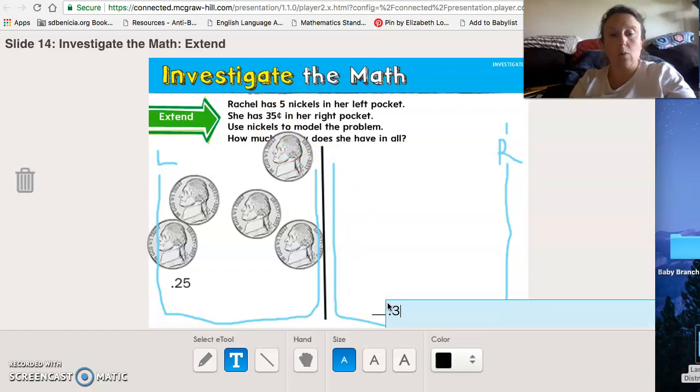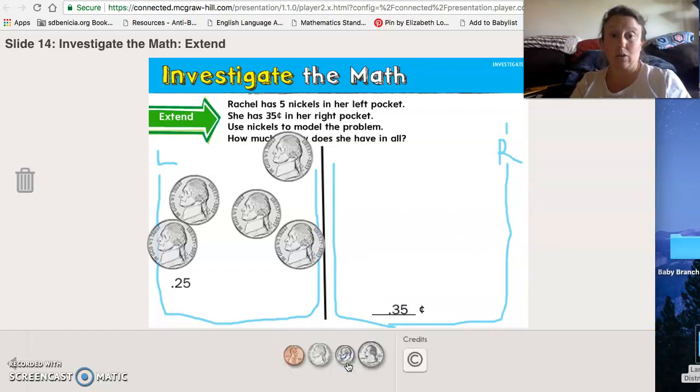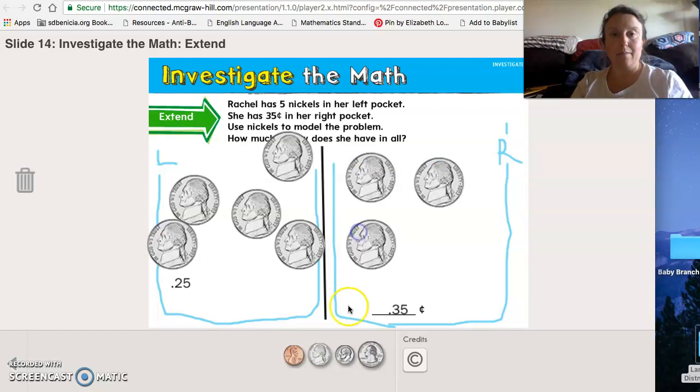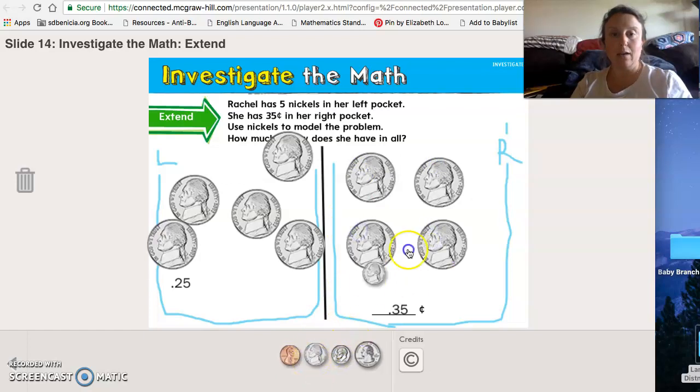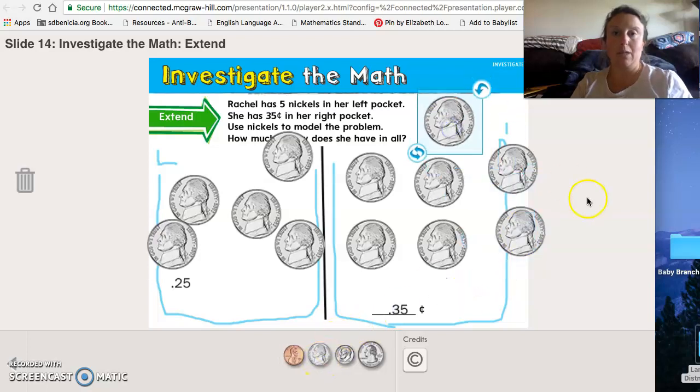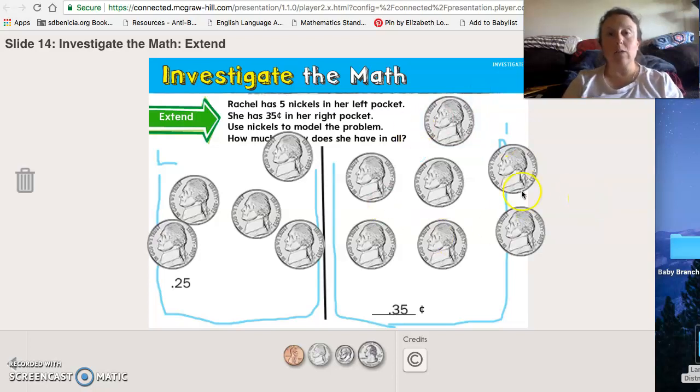All right, so now over here we know she has 35 cents. So we know we want to get to 35 cents, which means we probably have to use our nickels in order to find 35. So now please pause me and place nickels until you get to 35. Welcome back. 5, 10, 15, 20, 25, 30, 35. I'll put this guy up here. Okay. So now we know that this is 35.